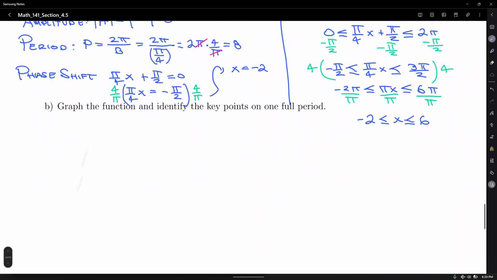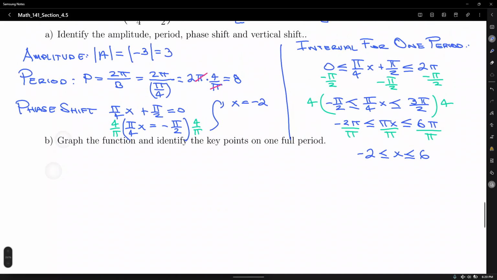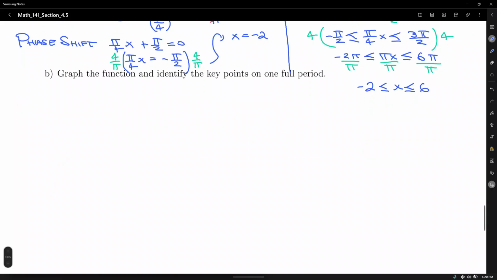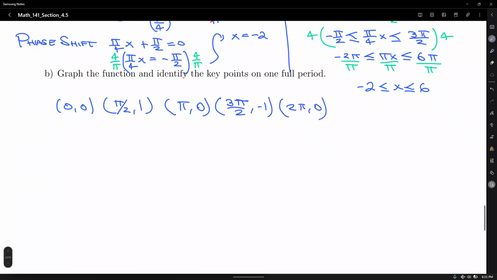Well, number one, let me start with a fresh set of key points for the sine function. So the sine function points are going to go from 0, 0, what else? Wait, no, not 1, 1. Pi over 2, 1. Pi, 0. What else? And that's going to be 3 pi over 2, negative 1. And 2 pi, 0. All right.